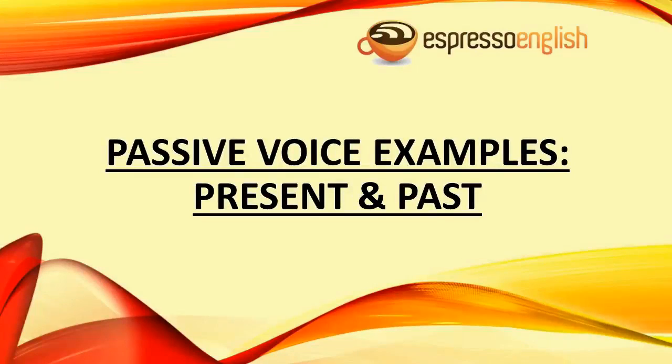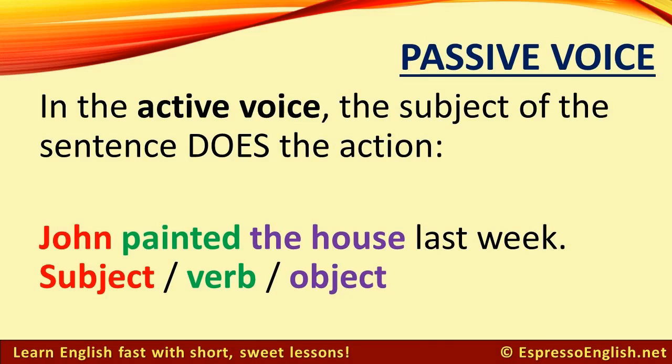Passive voice examples, present and past, from EspressoEnglish.net. In the active voice, the subject of the sentence does the action. For example, John painted the house last week. John is the subject, painted is the verb, and the house is the object.